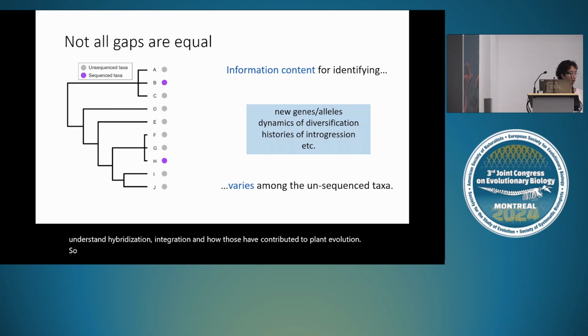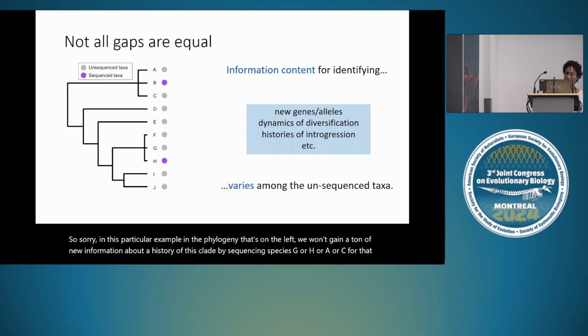In this particular example, in the phylogeny that's on the left, we won't gain a ton of new information about the history of this clade by sequencing species G or H or A or C for that matter. Of course, I'm sure most of us would be happy to have all of the available data for every species, or at least the species that are in our favorite little pet clades.